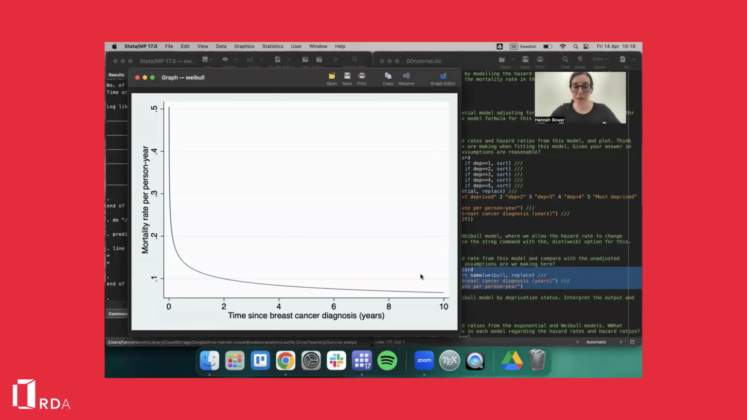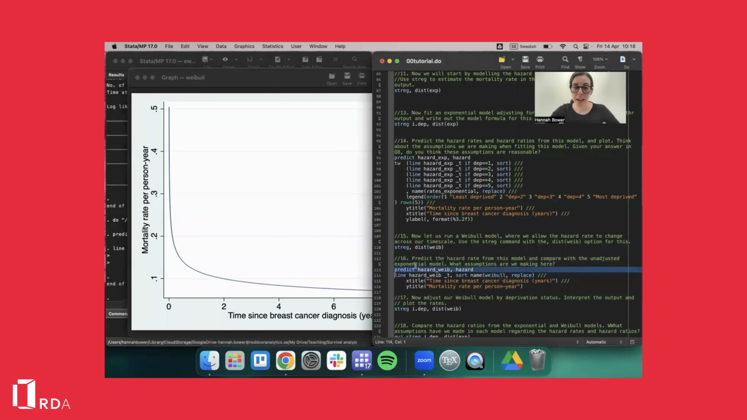So what I've done is I've used the predict command again and told Stata to use this model that we have here and predict the hazard. And we're going to call it hazard wibe. And then we use this line command and tell Stata we want to plot the line of the hazard wibe by the underscore t, which is our time variable that is created using stset.